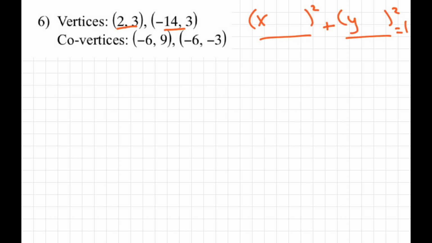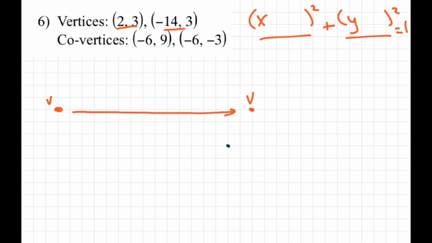So I'm going to go ahead and kind of call my origin. I'm going to say, here's my origin right here. That's not the center, though. So I'm going to go to 2, 3, so over 2 and up 3. Okay, and that's a vertex. And then negative 14. And that's my other vertex. So my major axis is still in the x direction.